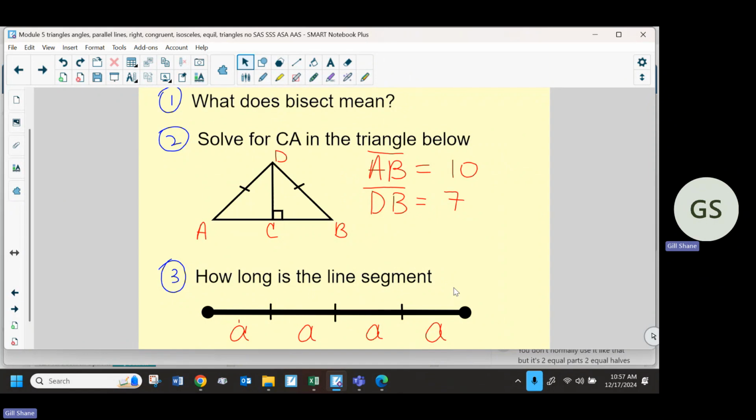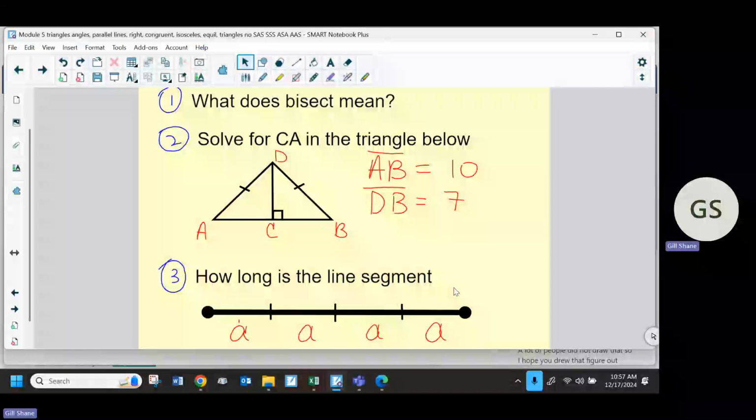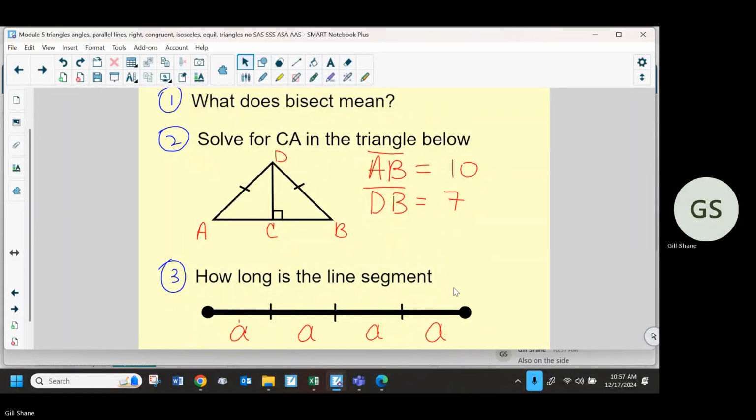All right, so here's what we did yesterday. A lot of people did not draw that, so I hope you drew that figure out. Write in AB equals 10, DB equals 7, also on the side. So I'm going to start back over here. Catherine, what can you tell me about that figure?